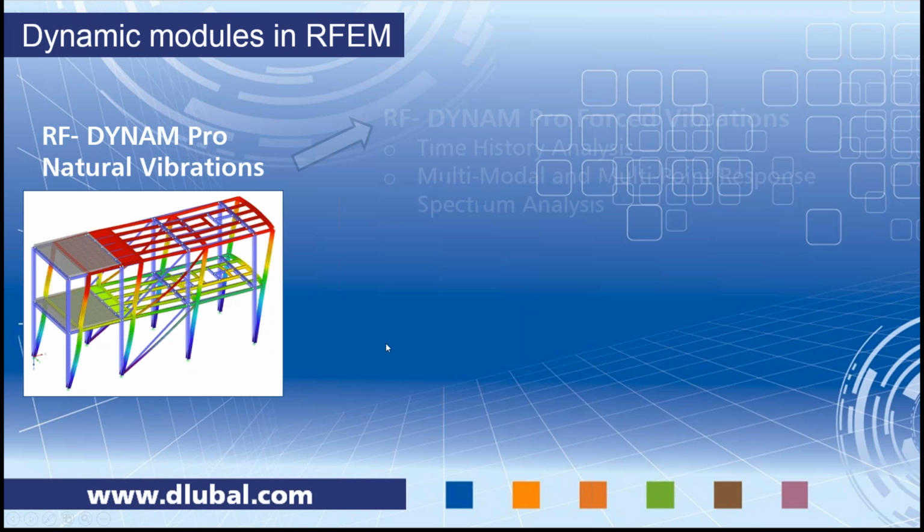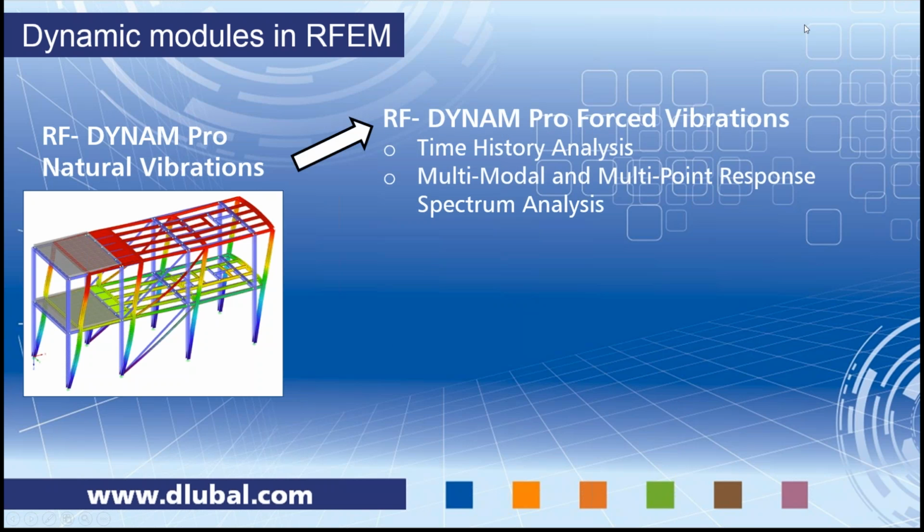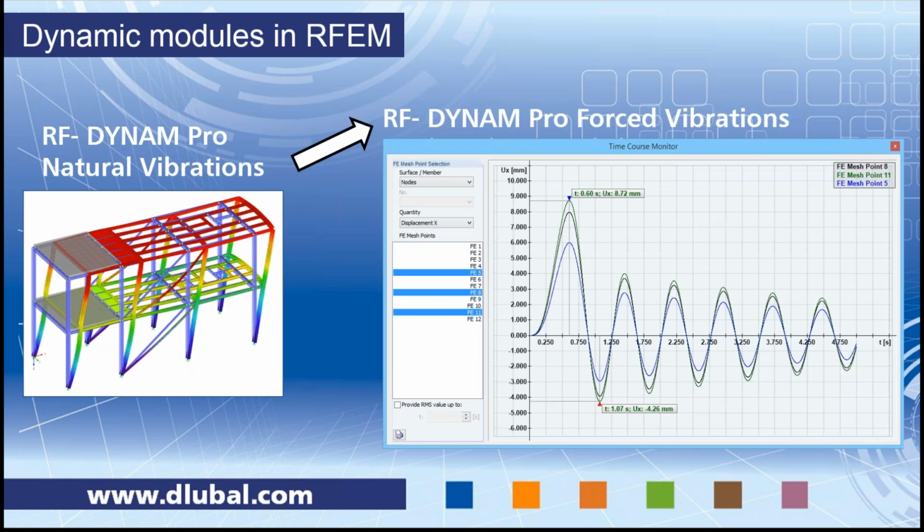Based on this basic module, you have the RF-DYNAM Pro Forced Vibration. This can perform a time history analysis and can perform a multimodal, multi-point response spectrum analysis. So this is quite a large module, and we are not going to talk about this today, as it will be in one of the later webinars this year. So you get, for example, results versus time in a so-called time course monitor, just as an example.